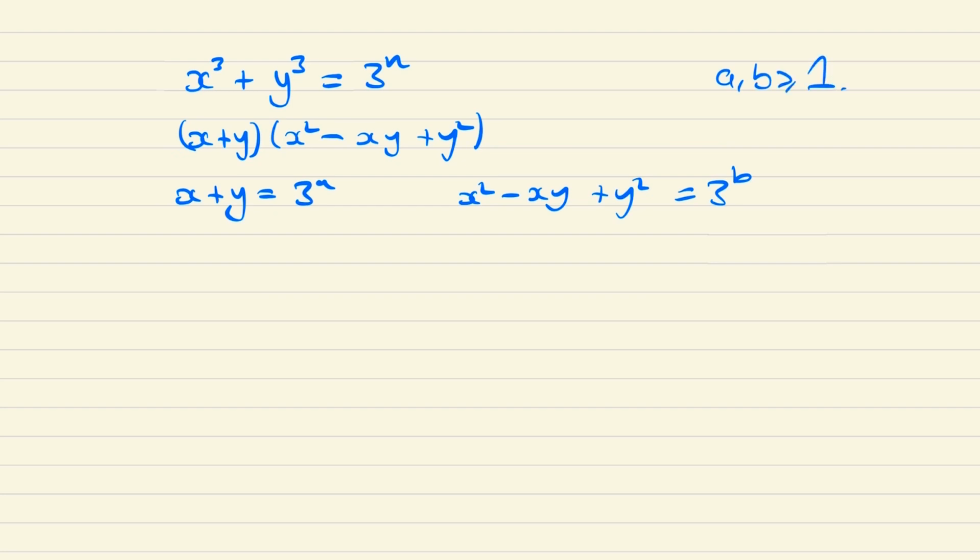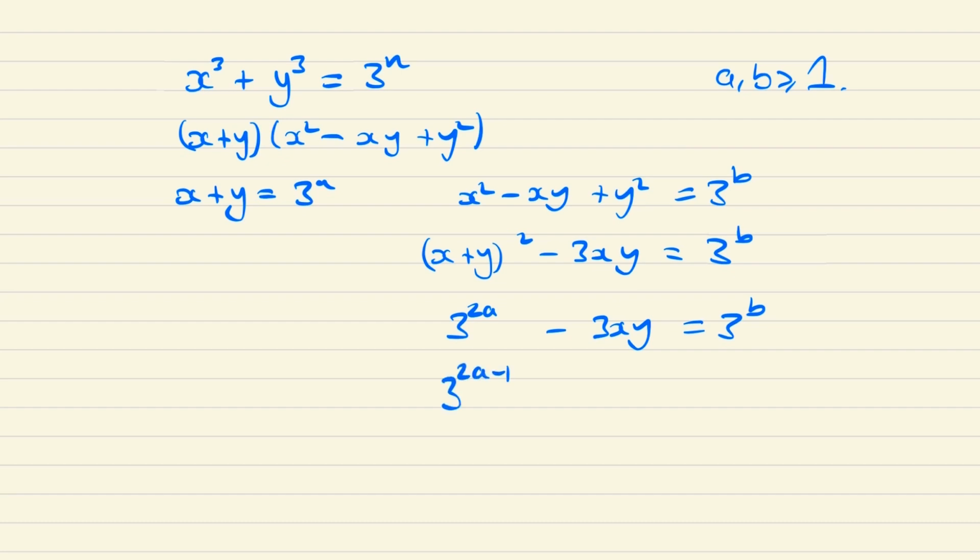Now notice from the second equation, we can write this as x plus y all squared minus 3xy is 3 to the power of b, or in other words, this is 3 to the power of 2a minus 3xy is 3 to the power of b. And we can divide each of these by 3, so we can say 3 to the 2a minus 1 minus xy is 3 to the power of b minus 1.